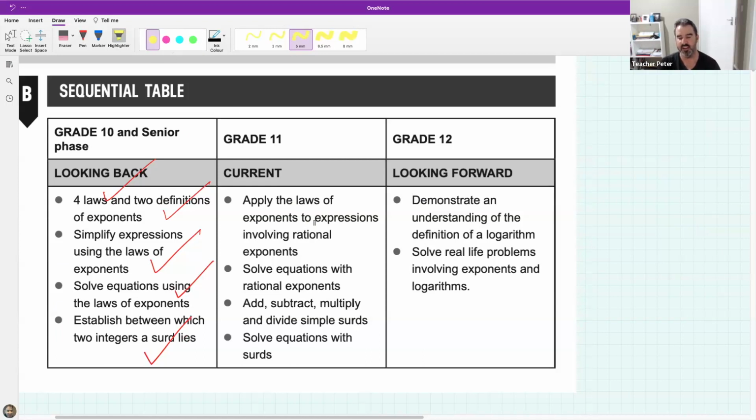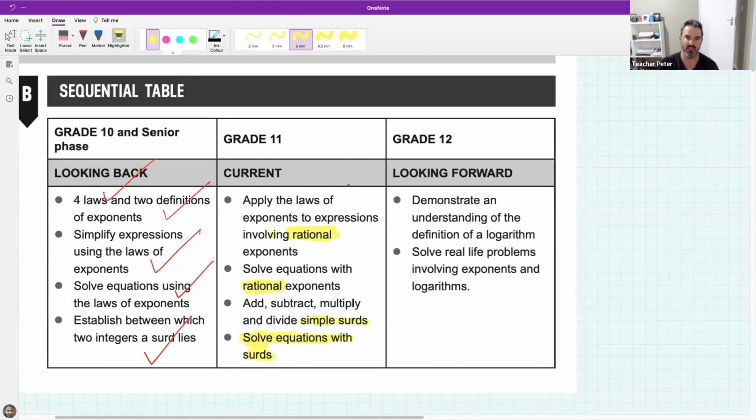This year, the exponents can be rational, which means they can be fractions. Your powers can be fractions. You also need to be able to solve equations with exponents that have fractional powers. So rational is just a number that can be written in the form a over b. You also need to be able to do the standard operations with surds and then solve simple surd equations.